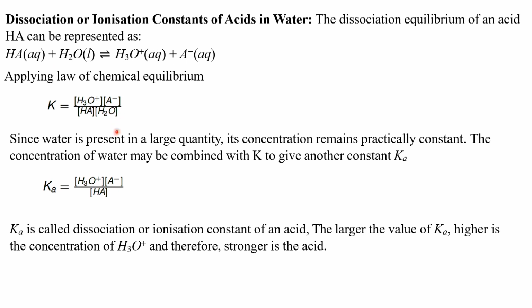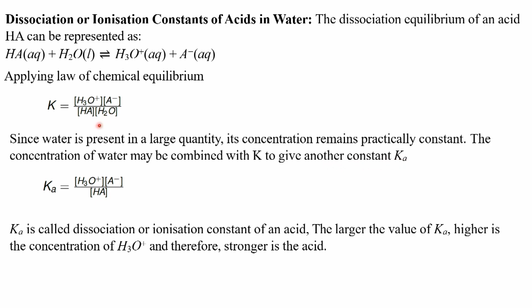times concentration of H2O. Since we usually add water in large quantity, its concentration remains practically constant, so we just omit concentration of H2O from the denominator. The concentration of water may be combined with K to give another constant Ka.